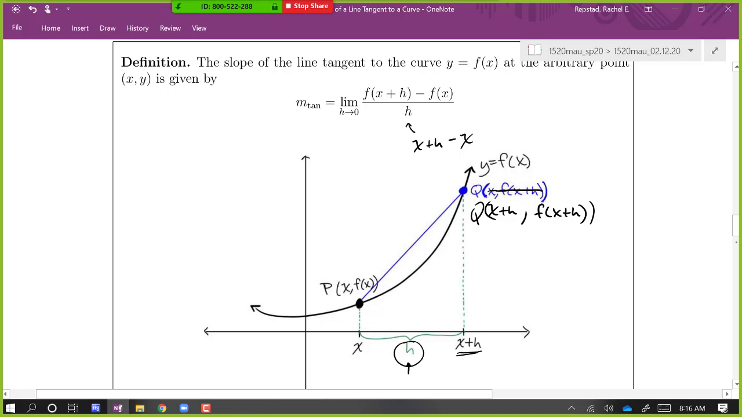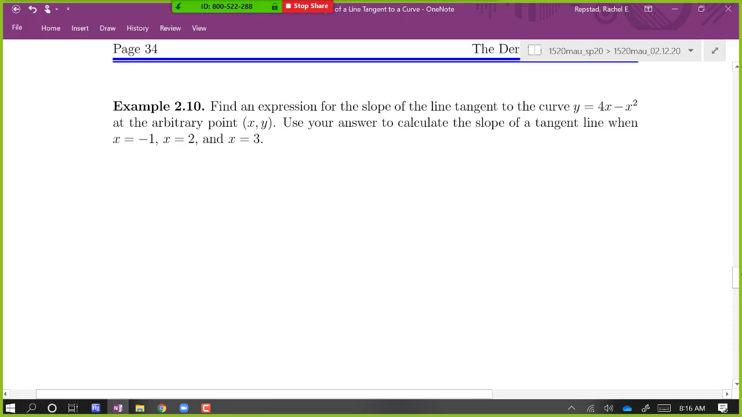So we're going to do some examples. Let's find some limits. So we want to find an expression for the slope of a line tangent to the curve y equals 4x minus x squared. This is our f of x at the arbitrary point (x, y), and then we're going to use our answer to calculate the slope when x is -1, when x is 2, and when x is 3.